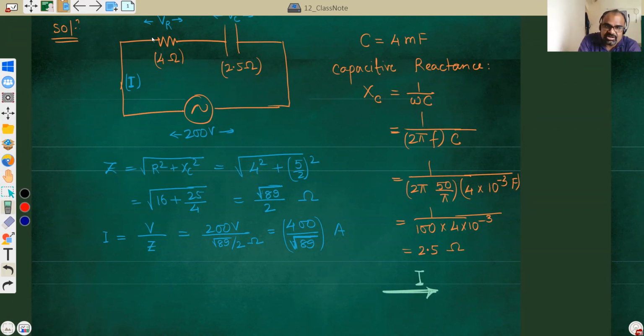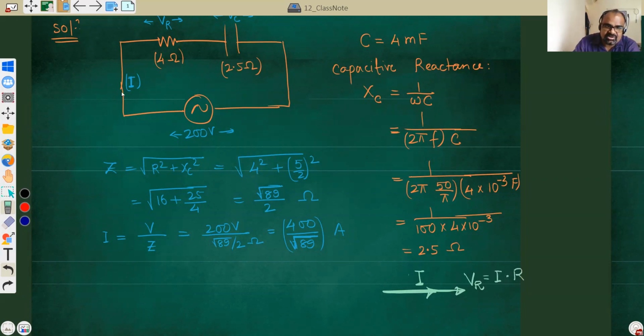Now we will concentrate on the resistor, and we know that voltage across the resistor and current through the resistor are in the same direction because they have no phase difference. So we will draw this as the VR phasor. This is the voltage across the resistor. And is there any relation between this VR and the current? Of course there is. VR is I into R, Ohm's law.